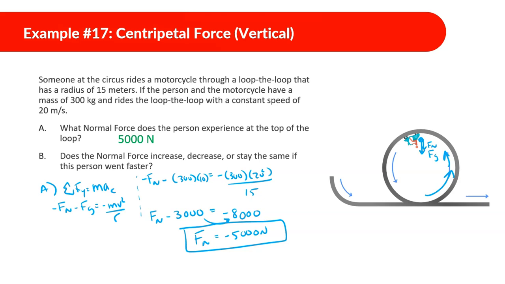Part B, does the normal force increase, decrease, or stay the same if the person went faster? So we should know if the person went faster, that means there's more contact with the ground. More contact means more normal force, so it would increase.